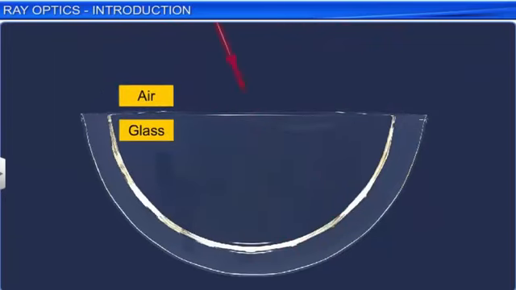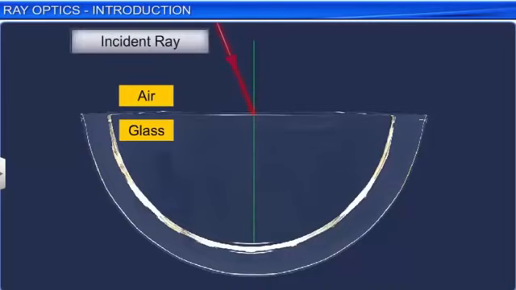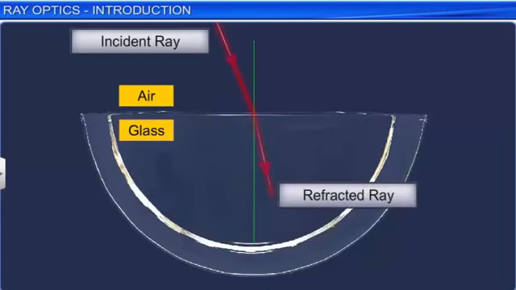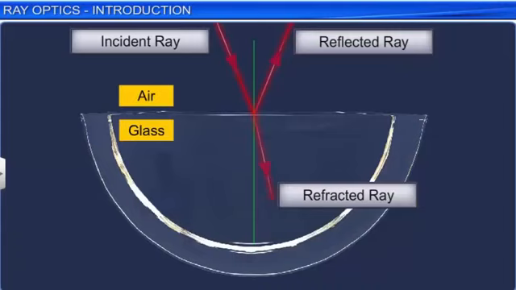The light ray that falls on the interface of the two media is called an incident ray. The light ray that is transmitted through the second medium is called a refracted ray. The light ray that bounces back to the first medium is called a reflected ray. The angle between the incident ray and the normal is called angle of incidence, i. The angle between the reflected ray and the normal is called angle of reflection, theta. The angle between the refracted ray and the normal is called angle of refraction, r.